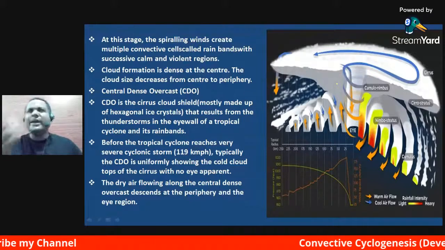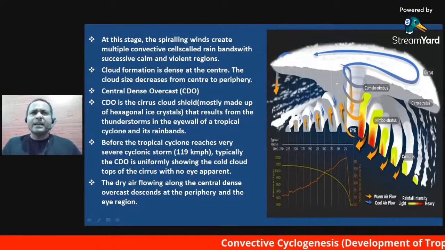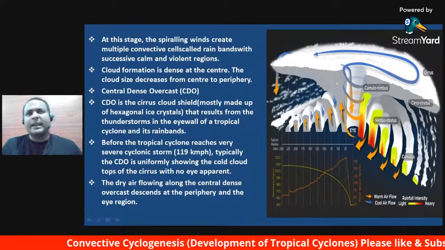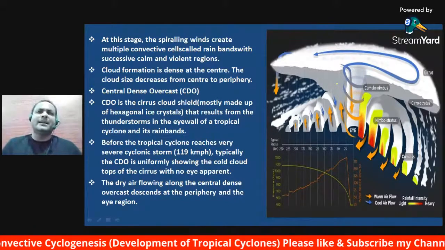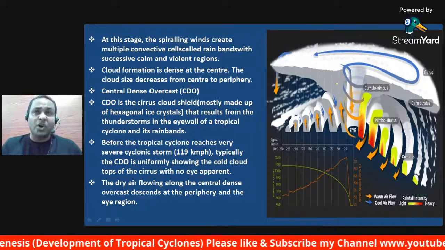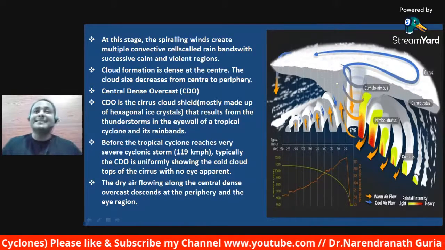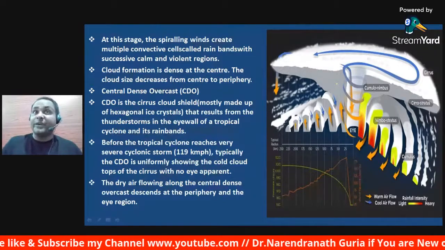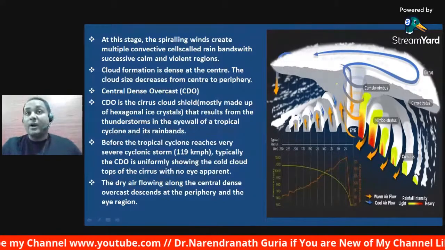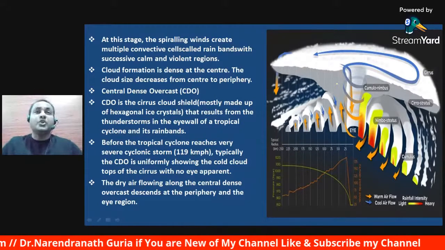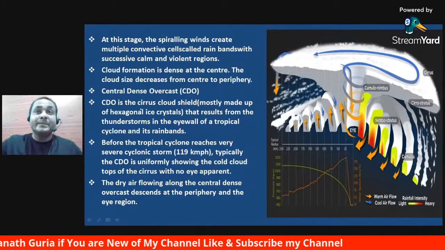Basically, the CDO is the cirrus cloud shield, mostly made up of hexagonal ice crystals, and it results from the thunderstorms in the eye wall of the tropical cyclone, and it is the rain bands. Very interesting. Listen carefully and watch this video lecture carefully. There are thunderstorms in the eye wall of the tropical cyclone, and basically rain bands.